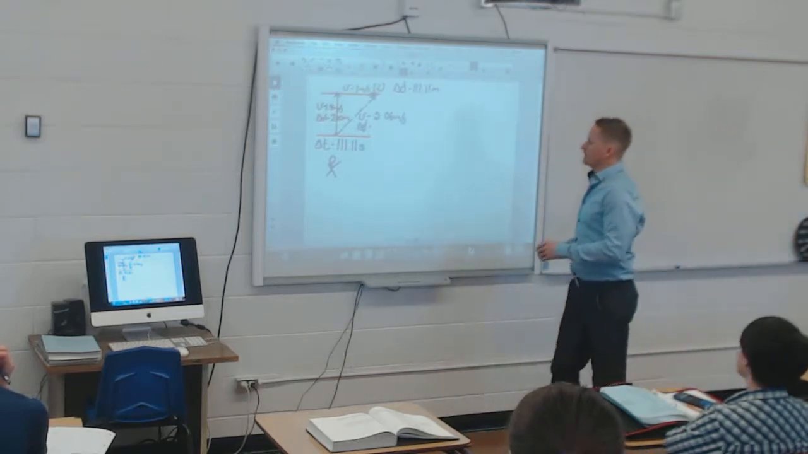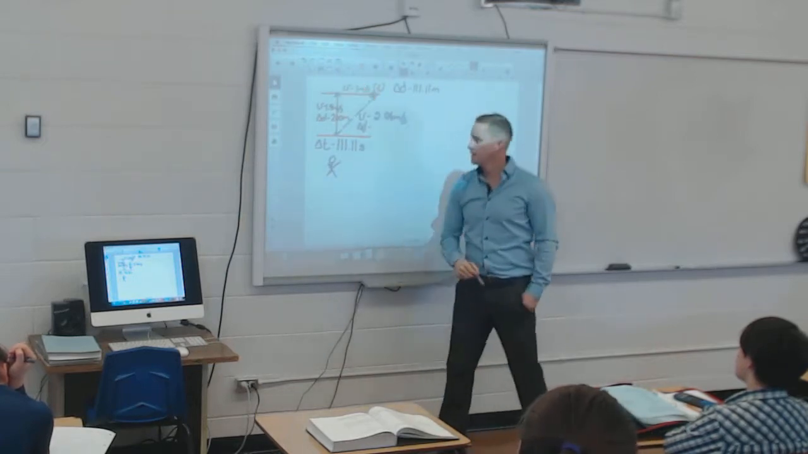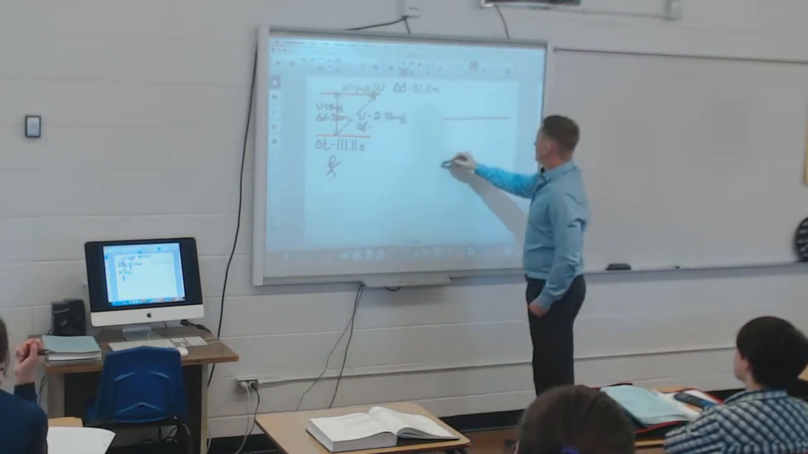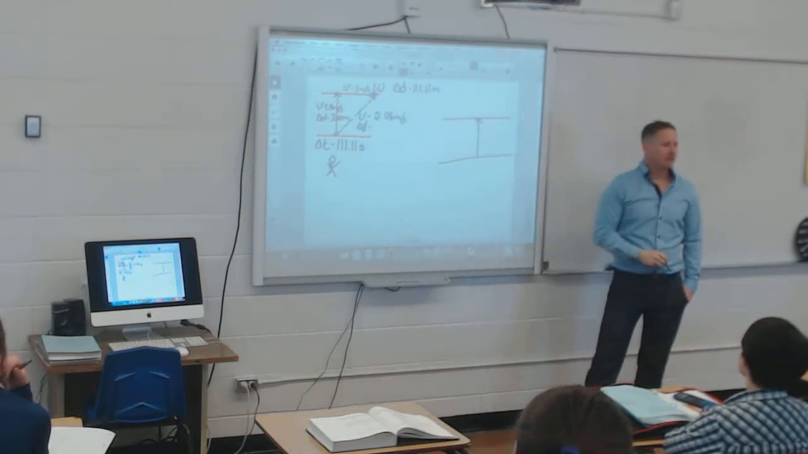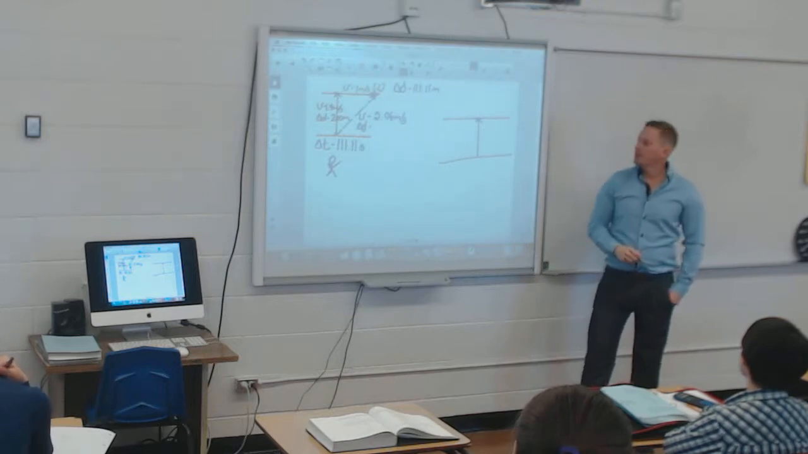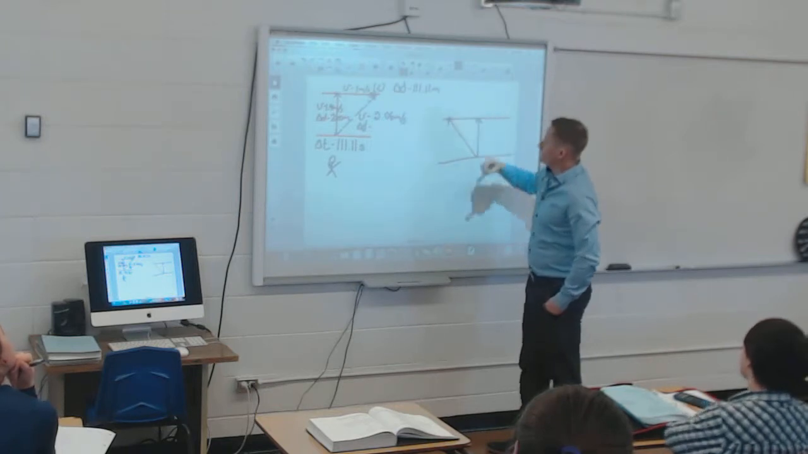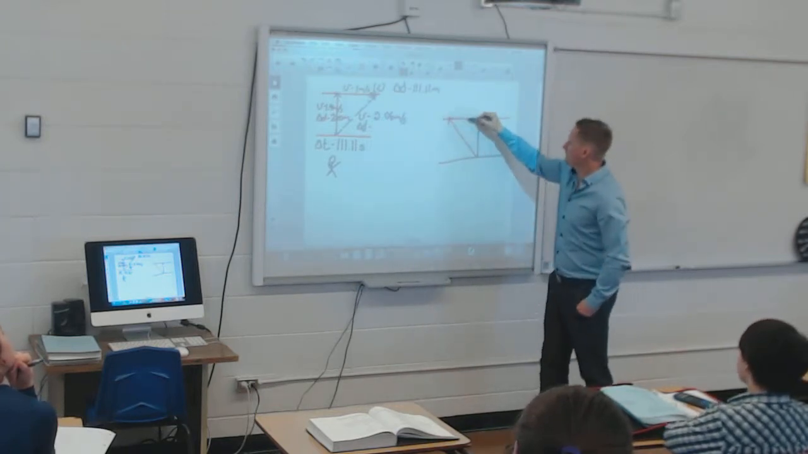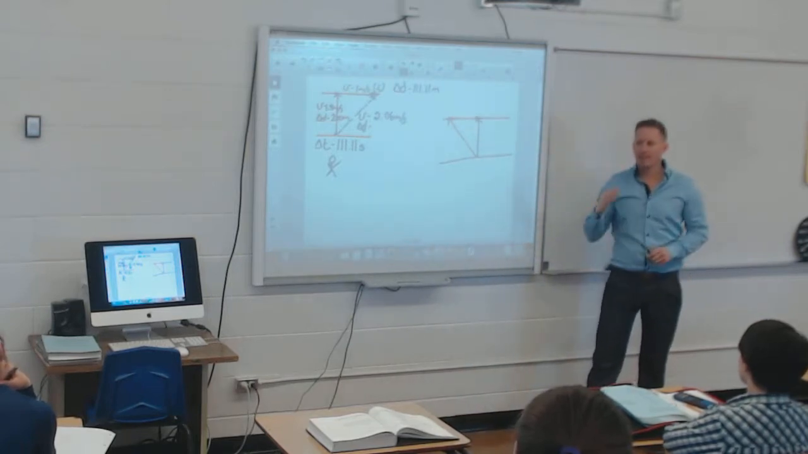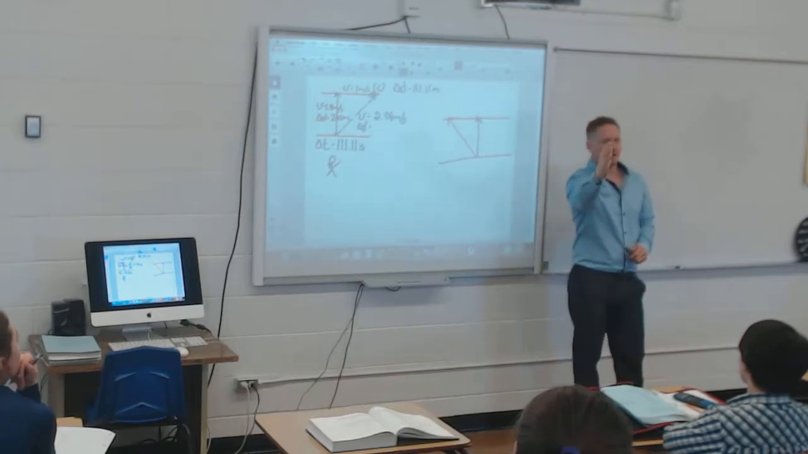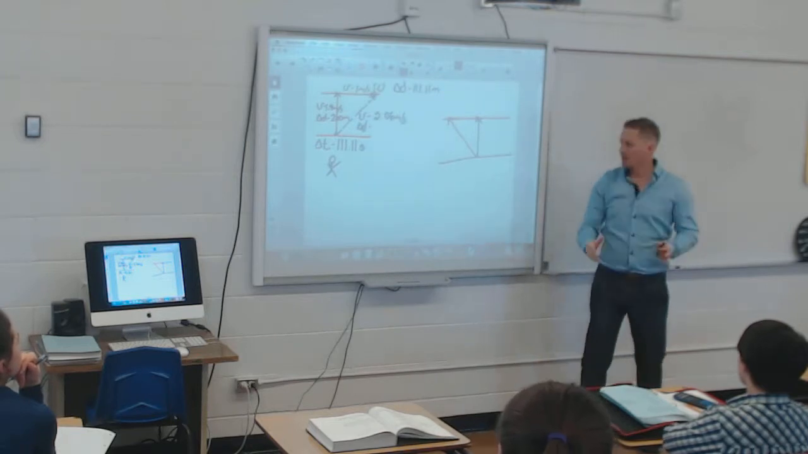Now the question says, here's how it changes. She wants to swim directly across. So she wants to go here. That's where she wants to end up. So she's got to swim over here in order to end up right there. Yes or no? Yes. She has to swim into the current so that she ends up directly across. Do you agree with me? That makes sense, no? All right.